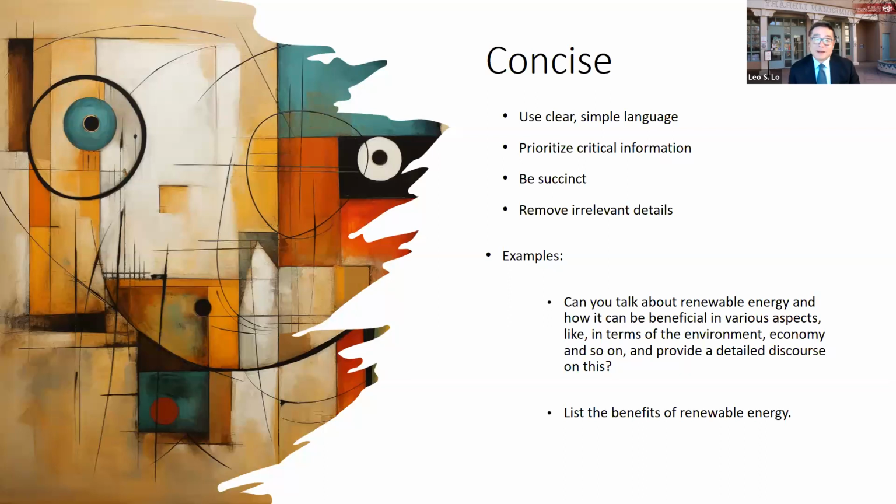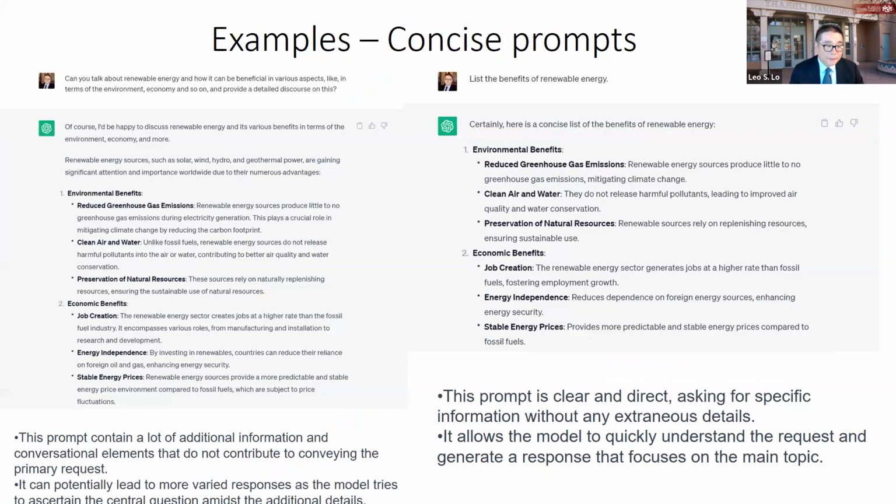One of them is, can you talk about renewable energy and how it can be beneficial in various aspects, like in terms of the environment, economy, and so on, and provide a detailed discourse on this. Another one is just say, list the benefits of renewable energy. I don't know if you can see it. So the first prompt is not really concise. There are some filler phrases, but if that's what you want, that's fine too. You have to know what you're asking for.